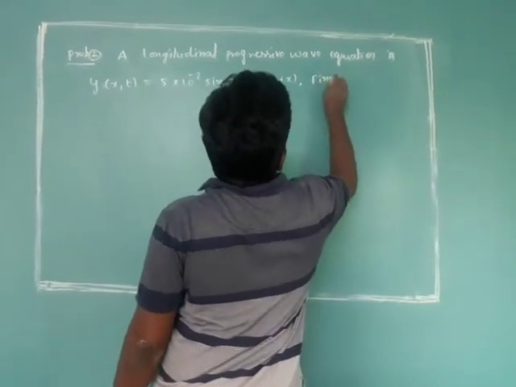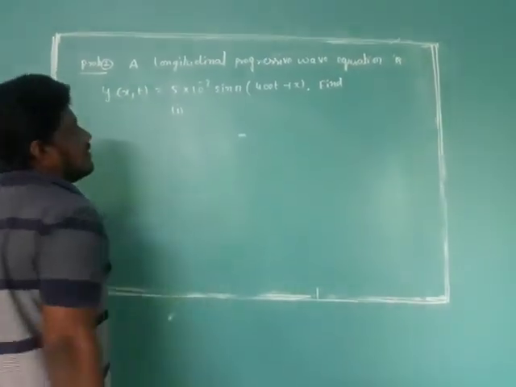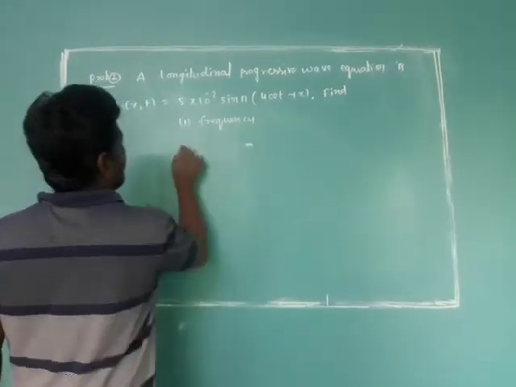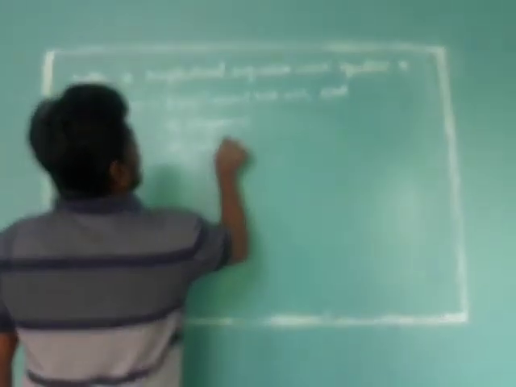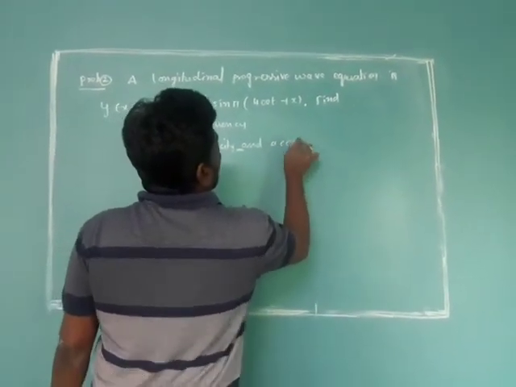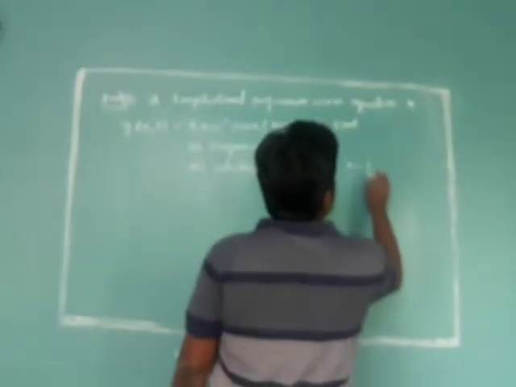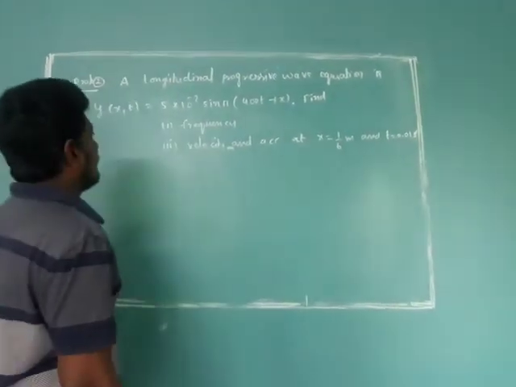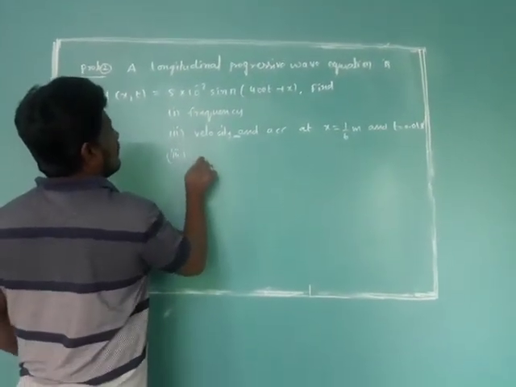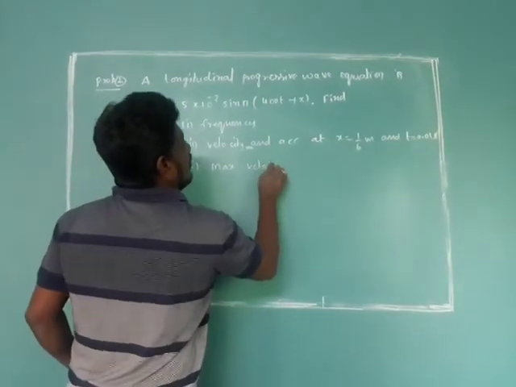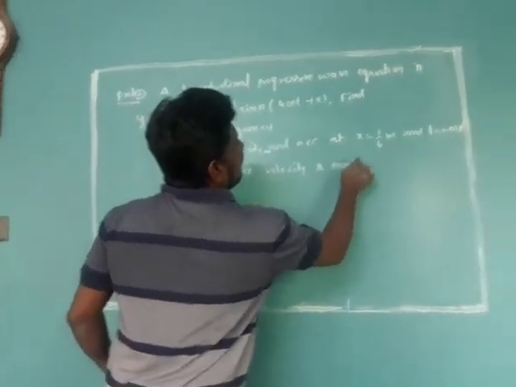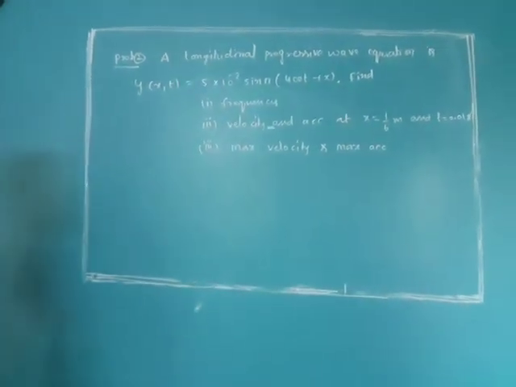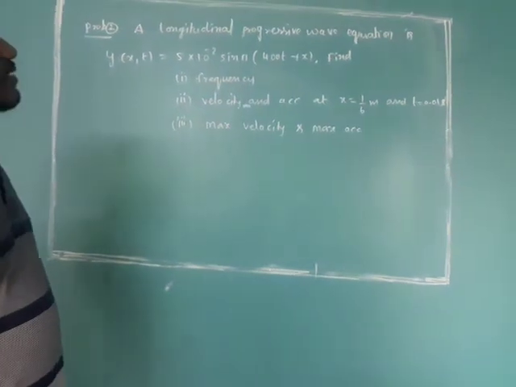Find, first question, the frequency. Second question, velocity and acceleration at x is equal to 1 by 6 meter and t is equal to 0.01 second. Third question, maximum velocity and maximum accelerations. These three we have to calculate from this longitudinal progressive wave equation.